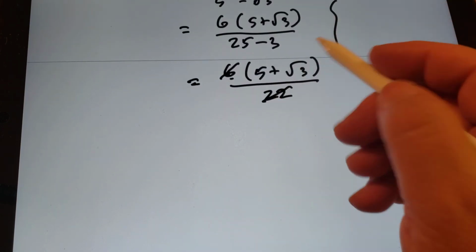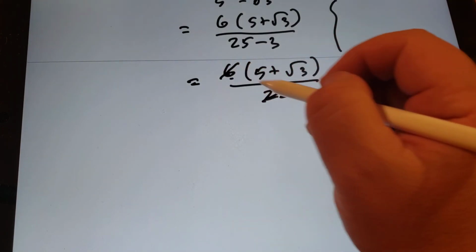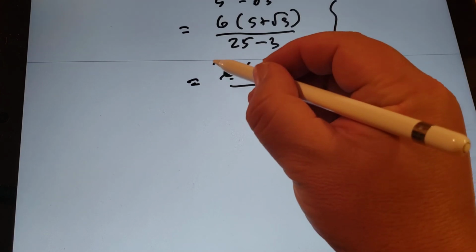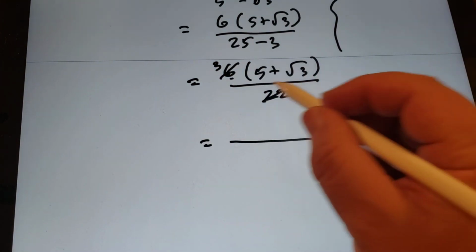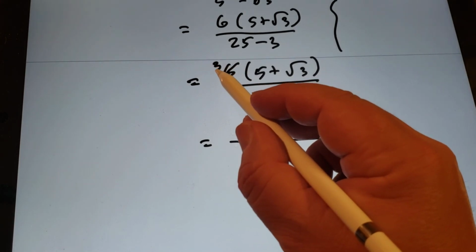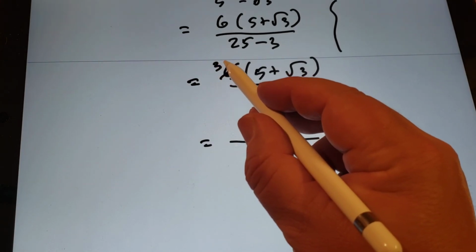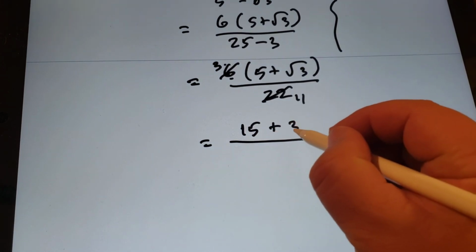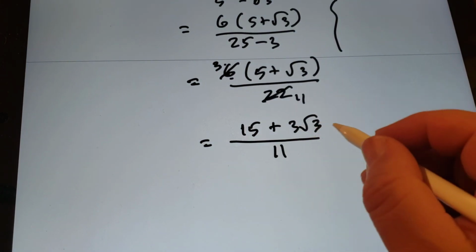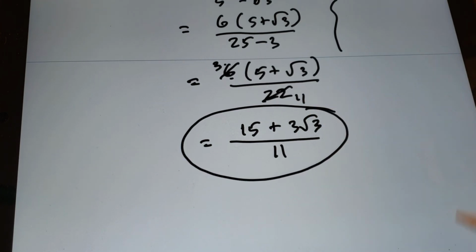All right, but I'm going to clean that up here. Let's see, divide that by 2, I get 3, 11. In other words, I don't need it anymore. Now is a good time to go ahead and distribute that 3. So if I distribute a 3, we get 15 plus 3 rad 3 over 11. And this is simplified radical form because it meets all the requirements.